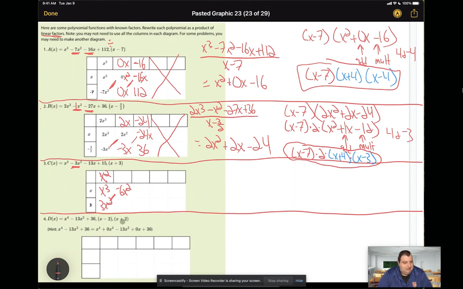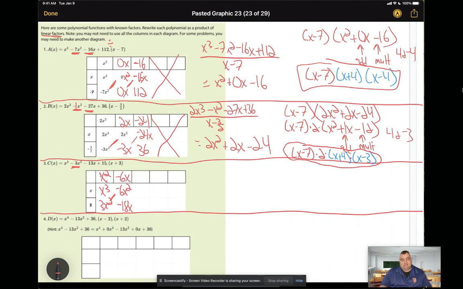Let's do this second column now. So x times what is negative 6x squared? That's going to be a negative 6x. Finish out the column. X times negative 6x is negative 6x squared. 3 times negative 6x is going to be a negative 18x.